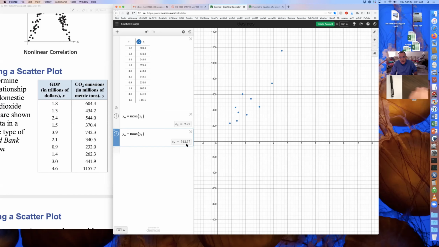So what does that say? That's saying that the average GDP of the 10 countries that we looked at is about 2.29 trillion. And the average Y value, or in other words, the average CO2 emission, is about 513 million metric tons.